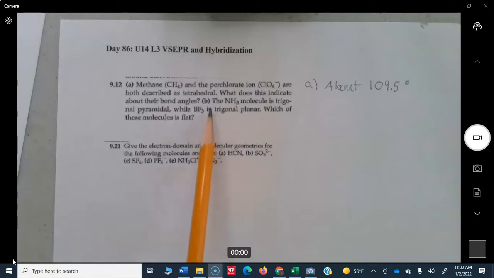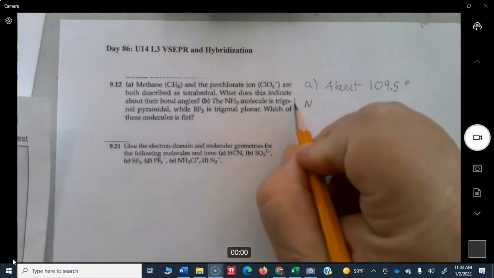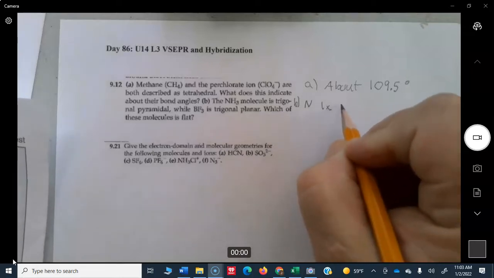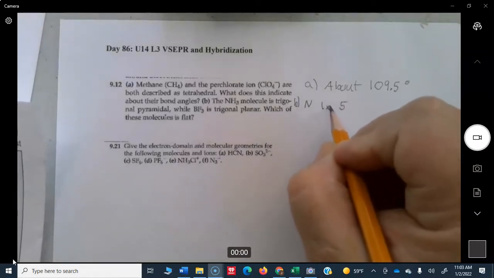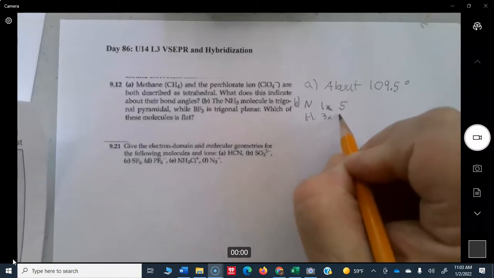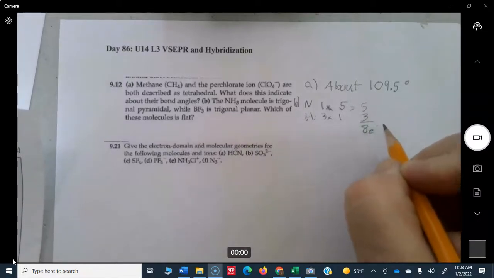Okay, how about B? The NH3 molecule is trigonal pyramidal, while BF3 is trigonal planar. Which of these molecules is flat? Okay, so to do that, get out your periodic table. You should always have your periodic table out whenever you're doing anything in this class. We're going to have to do the Lewis dot for this one. So let's do NH3. This is part B, by the way. So N, you have 1 times 5, and nitrogen has 5 valence electrons. That's the electrons in the second orbital. And H has 3 times 1. So that's 5, and that's 3, and that equals 8. So it has 8 total electrons.